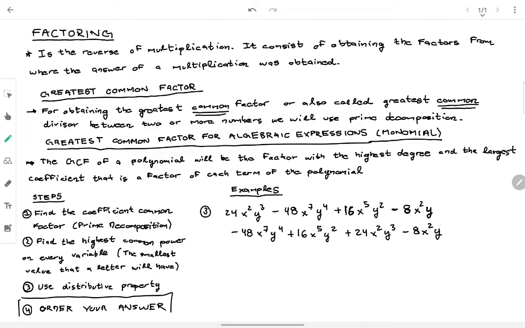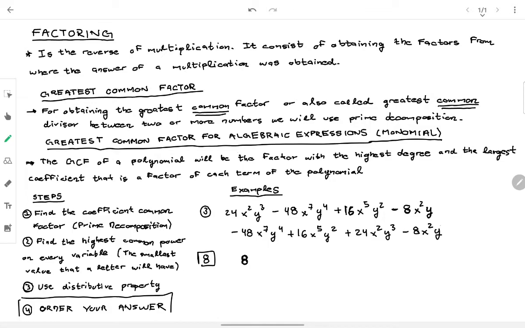So we need to do prime decomposition of the numbers, or we can also do it by mind. In this case, 8 multiplied by 3 is 24, 8 multiplied by 2 is 16, 8 multiplied by 6 is 48. All of them are divisible by 8. So I can do it by mind, and I know that 8 is going to be the greatest common factor between the numbers. So I can do it in one simple step, 8.